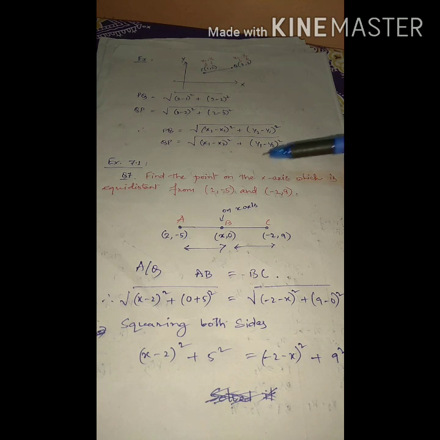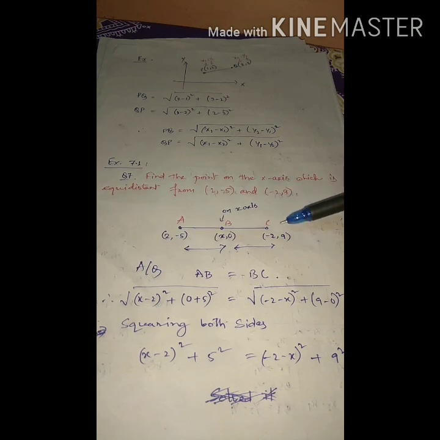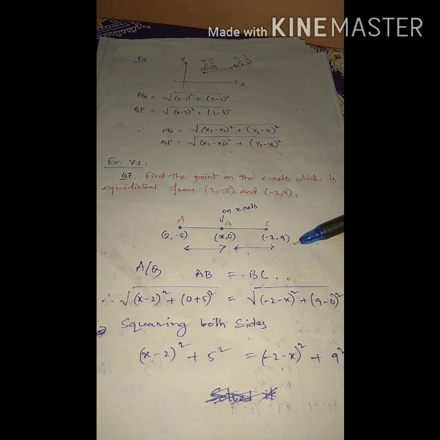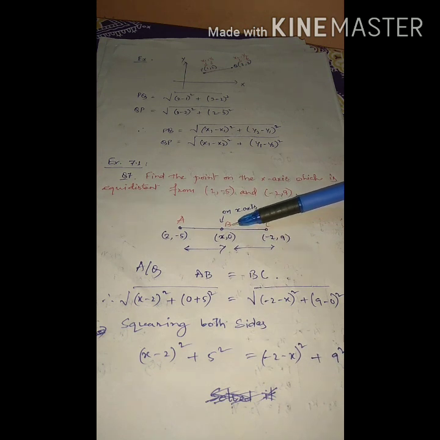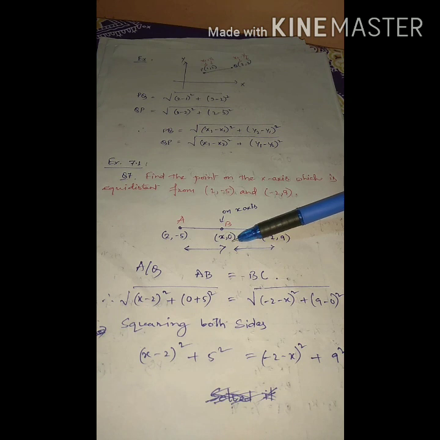So first of all, what we have done: the first point (2, minus 5) we consider as A, and the second point (minus 2, 3) we consider as C. In between we consider a point B, and the coordinate of B we write as (x, 0). The reason is that the point lies on the x-axis, so the y coordinate is 0, and the x coordinate we don't know, so we write x. So (x, 0). Is it clear?